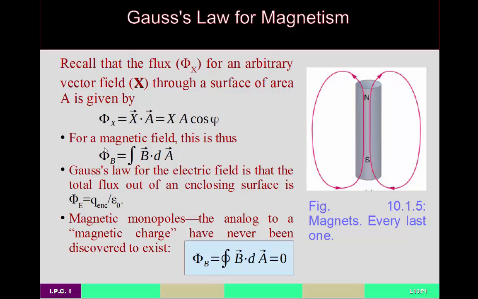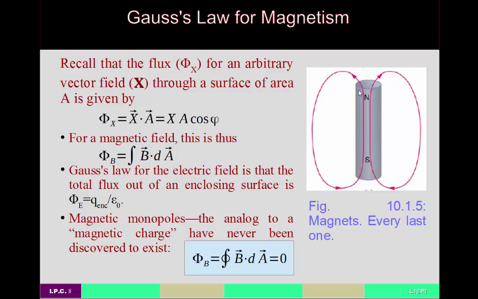Well, you can also get a Gauss's law for magnetic fields, and what you end up getting is that the flux for a magnetic field through an arbitrary closed surface is always zero. And the implication of that is that there are no magnetic monopoles. So the analog to a magnetic charge has never been found or discovered to exist, and there's never been any evidence that such a thing could exist. Certainly not predicted by classical E&M.